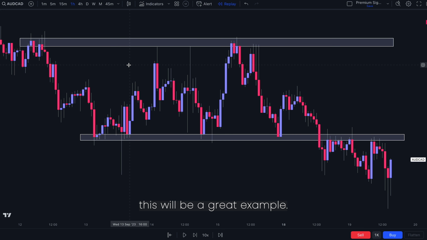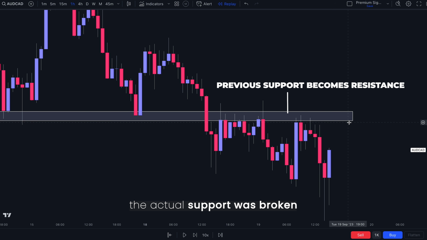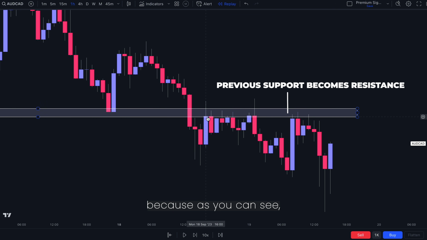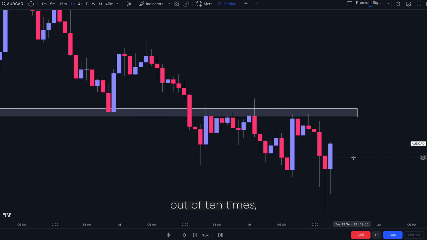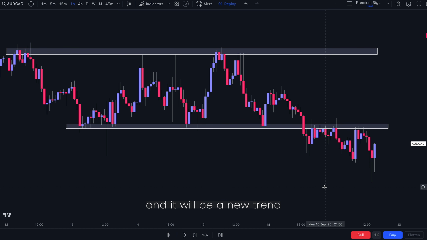Once again, this will be a great example on the 1 hour chart. We have a nice resistance zone just over here. We can see how the price rejected multiple times. The same goes for the support. Every time it bounced, we have a nice upside move. But if we zoom in over here, we can now see that the actual support was broken and now it stands as a resistance, because as you can see, the candlesticks never really closed above it. It was rejected by these wicks just over here, but now it stands as a resistance. So that's what I meant, that 9 out of 10 times at some point it will be broken and it will be a new resistance to look at.